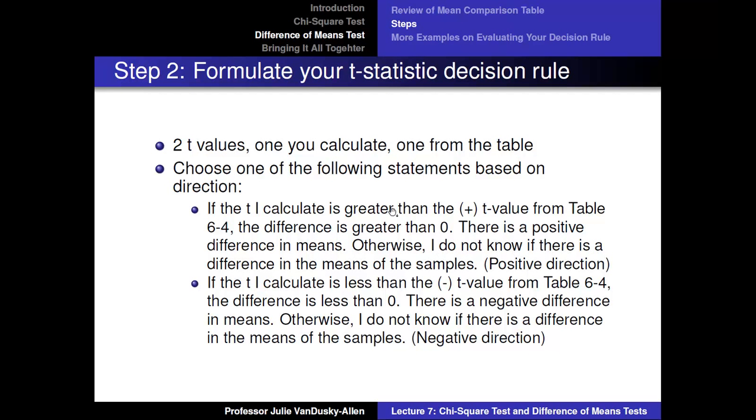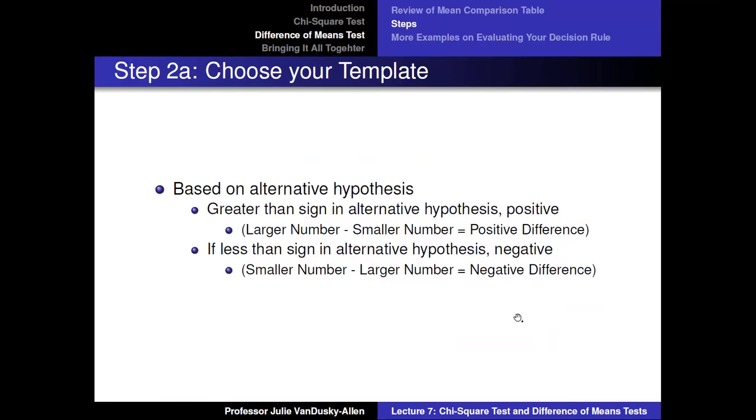You should use this template if you think there should be a positive difference in means. If the t I calculate is less than the negative t-value from table 6.4, the difference is less than 0. There is a negative difference in means. Otherwise, I do not know if there's a difference in the means of the samples. You should use this statement if you think there should be a negative difference in means.